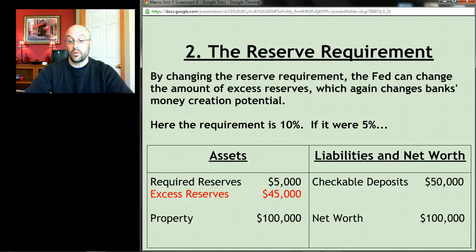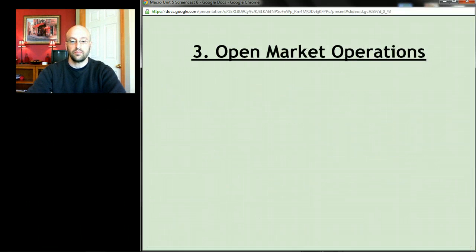If the Federal Reserve were to change the reserve ratio to only 5%, then from that initial $50,000 deposit, they would have to keep less in the vault and they'd be able to loan out a little bit more. 5% of $50,000 would only be $2,500, which would mean that they'd have more excess reserves and again, more potential to lend out money and create money in the economy.